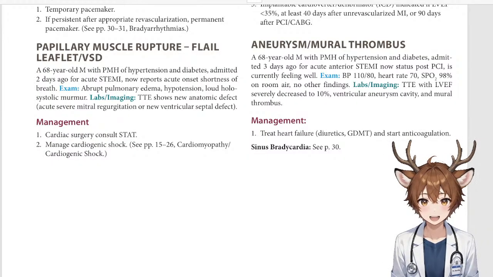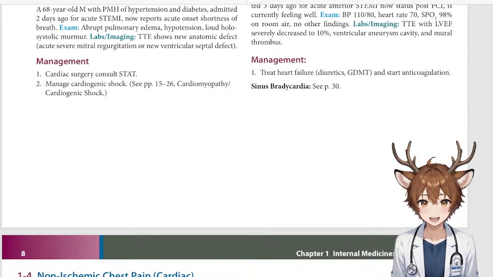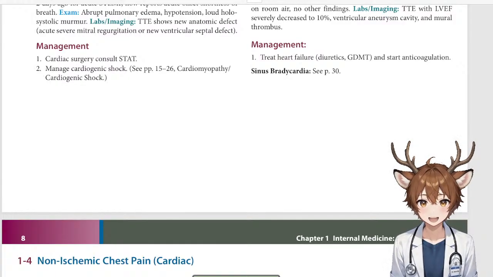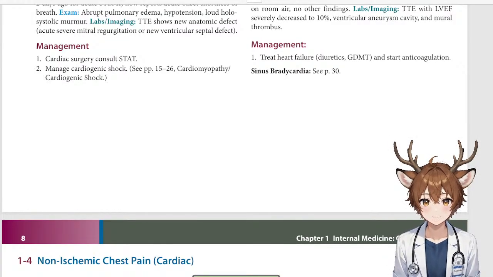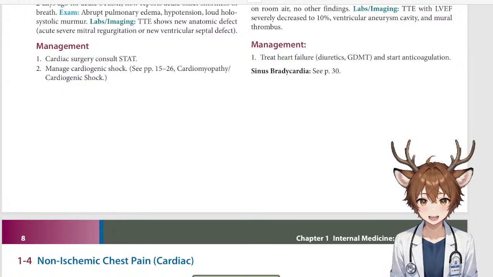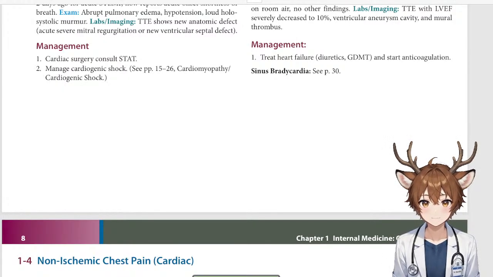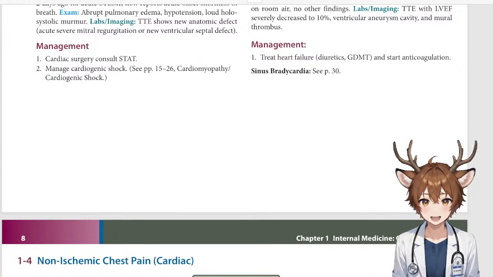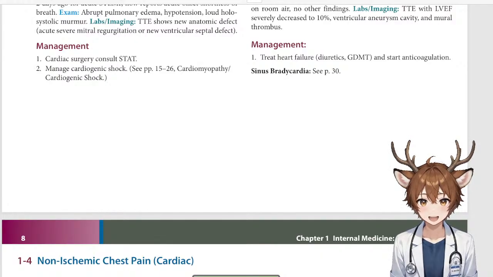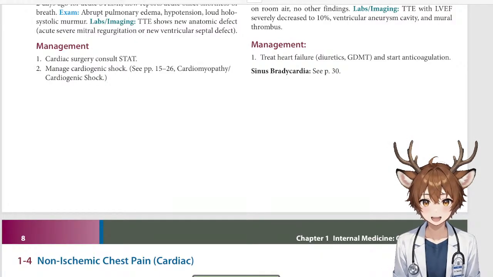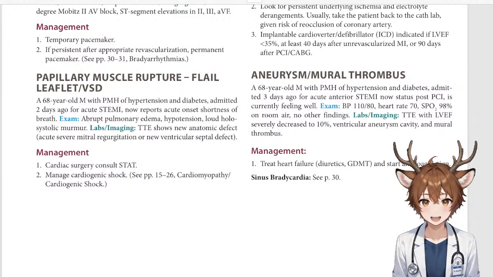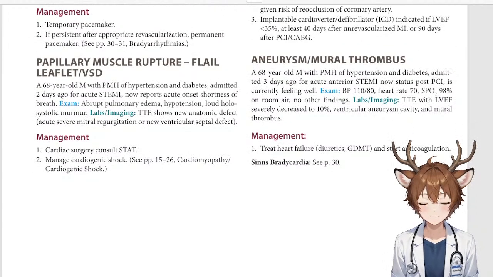Okay, that's pretty serious. Mural thrombus. Okay, what do we think? Management: treat heart failure, diuretics, GDMT, and start anticoagulation. So again, GDMT. It's been very useful: guideline directed medical therapy. Okay, and start anticoagulation. Also see Bradycardia, page 30. Again, we're talking about a mural thrombus and an aneurysm.